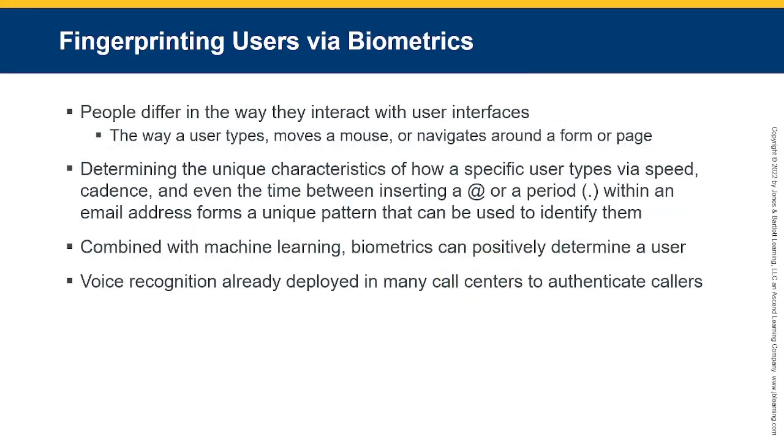So you can also fingerprint a user via biometrics. People differ in the way they interact with user interfaces: the way the user types, moves the mouse, navigates around a form page. Determine the unique characteristics of how a specific user types via speed, cadence, and even the time between inserting an at sign or a period within email address forms, a unique pattern that can be used to identify them. Combined with machine learning, biometrics can positively determine the user. Voice recognition is already deployed in many call centers to authenticate callers.